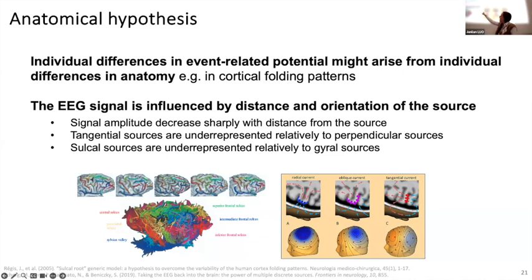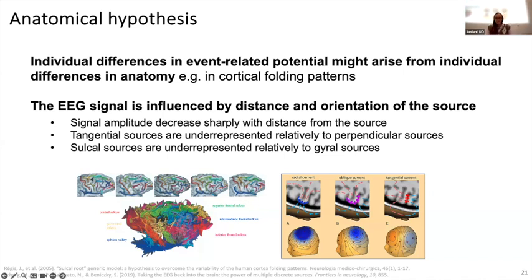For example, in this study, an expert manually labeled the folds of 20 brains. And here you can see the superimposition of the 20 labeled brains. You can see that the same sulcus can be in very different places. So there is high inter-individual variability. And I also think that the folding pattern is an interesting candidate because of the properties of the electrical fields captured by the EEG. Depending on the distance or orientation of the source, the EEG captured at the level of the scalp changes dramatically. And here, I think it is well illustrated in this simulation study.